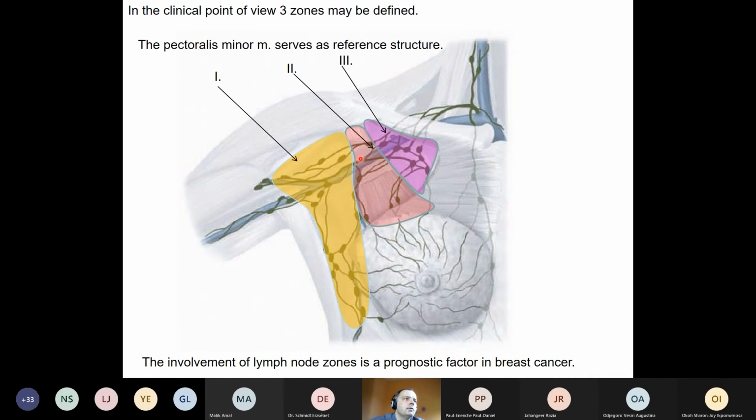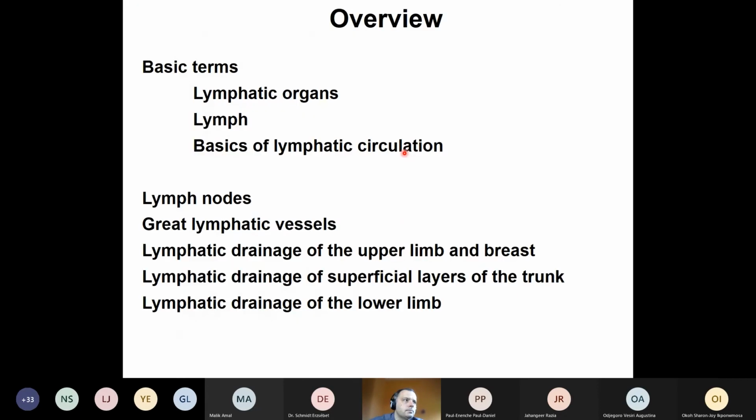And the more lymph nodes are affected by the disease in the higher zones, in the second or in the third area, the more likely it is that the disease has spread far and the prognosis is getting worse and worse, as you will see in your clinical practice.